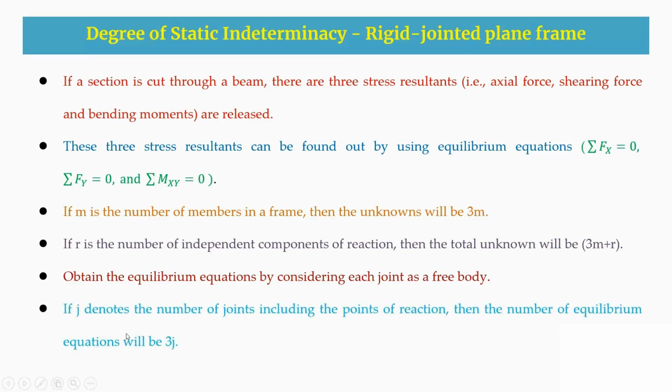Now, J denotes the number of joints, which includes the points of reactions. Therefore, the number of equilibrium equations will be 3J. So the total degree of static indeterminacy will be equal to 3 times the members plus R, the reaction components, from which you subtract 3J, where J is the number of joints, which includes the points of reaction. That means the total degree of static indeterminacy will be 3m plus R minus 3J.